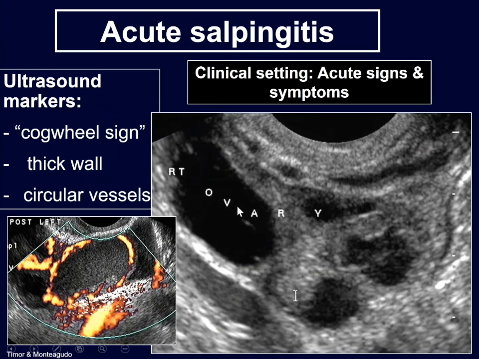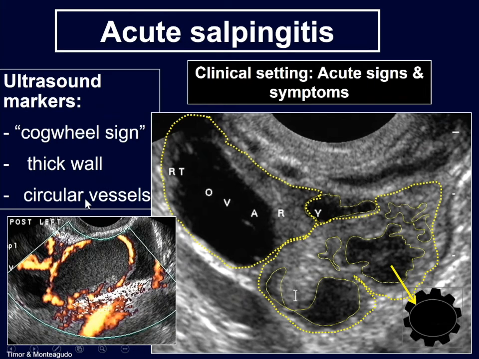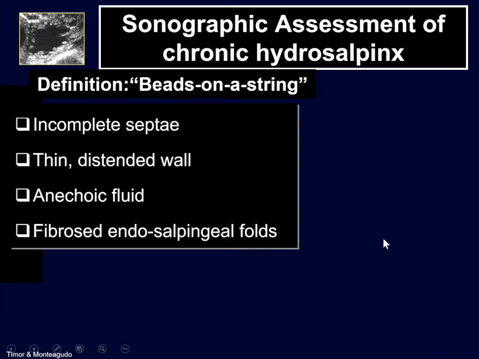The acute salpingitis is recognized by its ultrasound markers, such as the cogwheel sign, thick wall, and circular vessels around it. And again, here is the cogwheel sign. That's the shape of the fluid that it assumes with thick wall around it. And you can see also low-level echogenic fluid and the color signal around the outer wall of the tube.